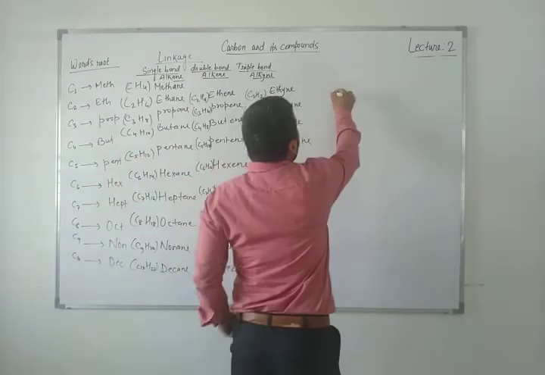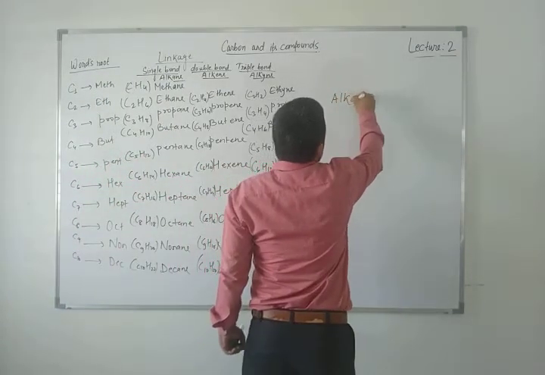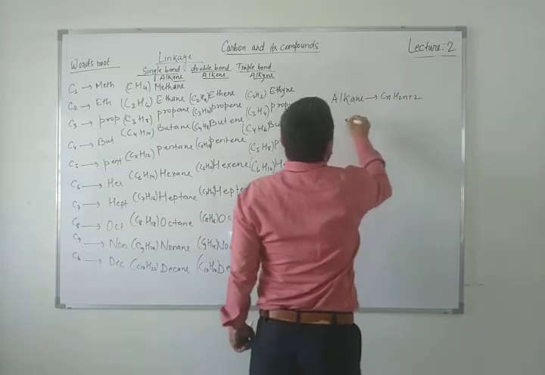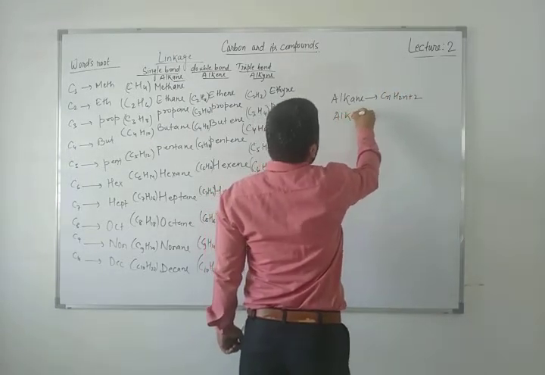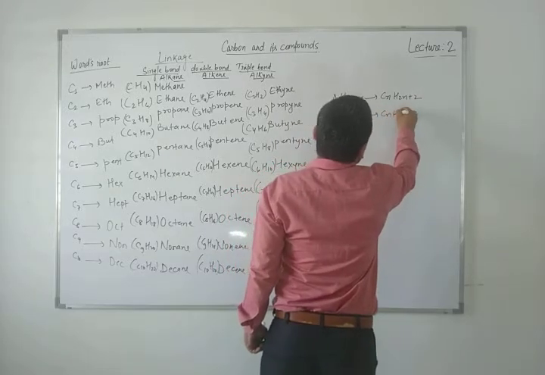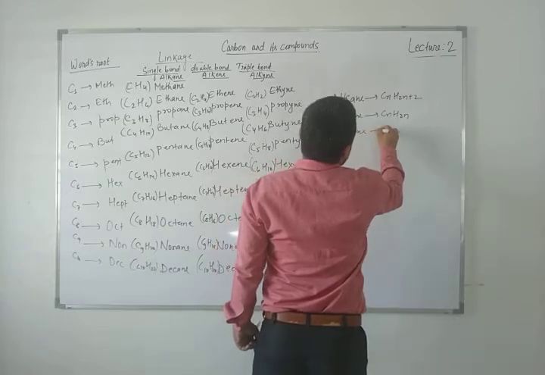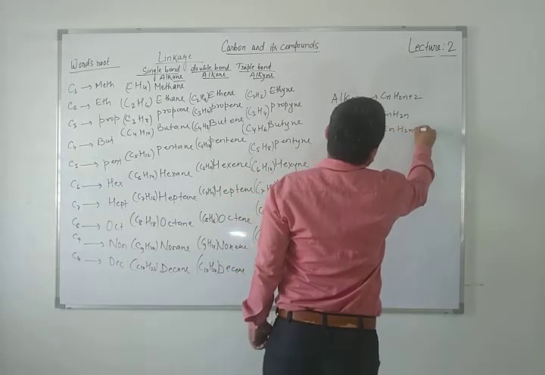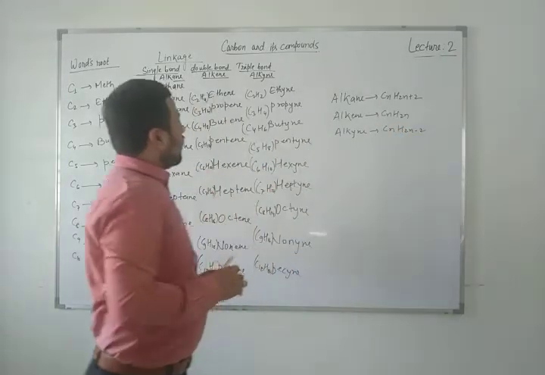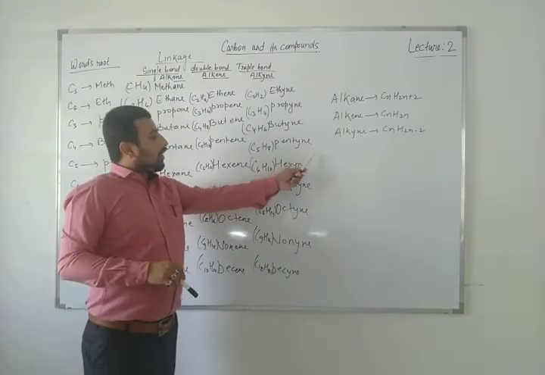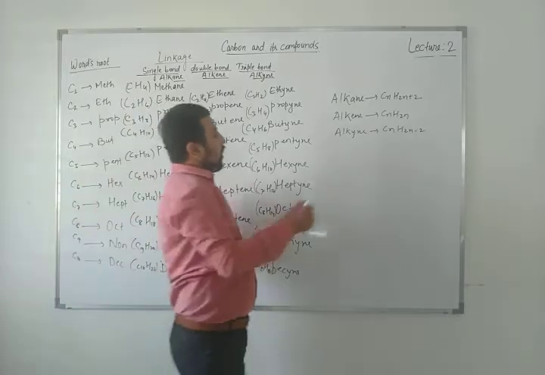You have to just remember the alkane formula. Alkane is CnH2n plus 2. Alkene is CnH2n, and alkyne is CnH2n minus 2. Right? Got it? If I ask to suddenly draw the structural formula of hexyne, how will you draw?